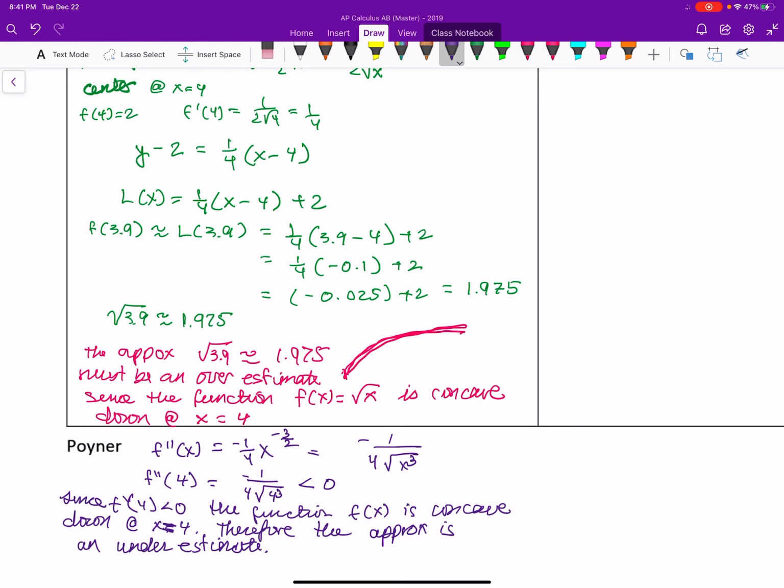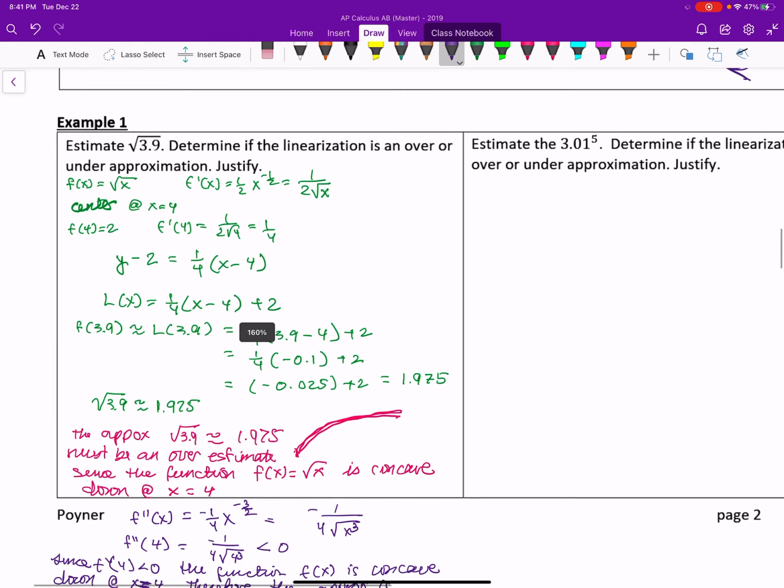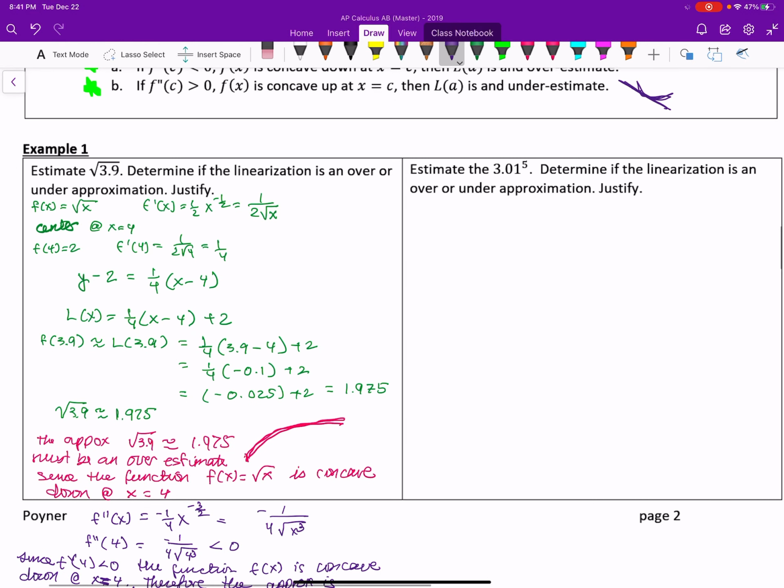Ooh. All right, now I want you to try the other one. It's very similar. Now, the function for that one is f of x is equal to x to the 5th power. So try that now on your own.